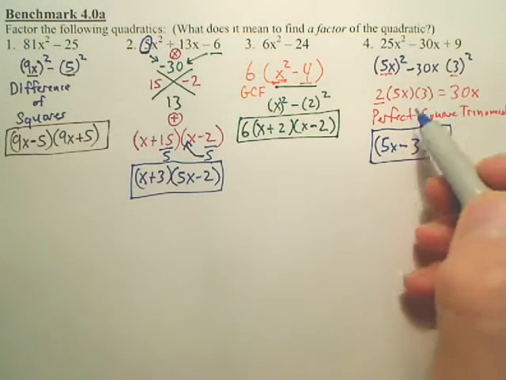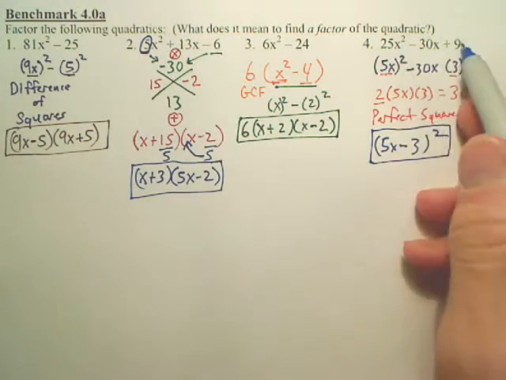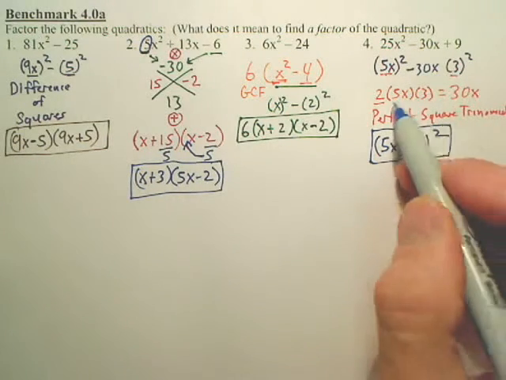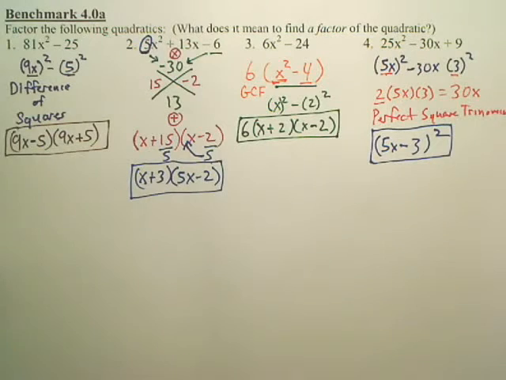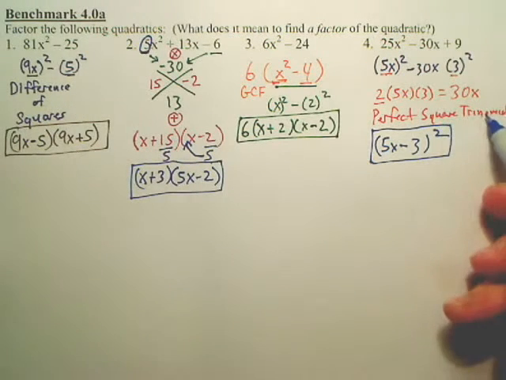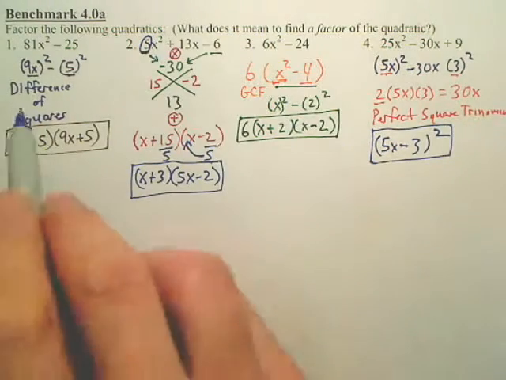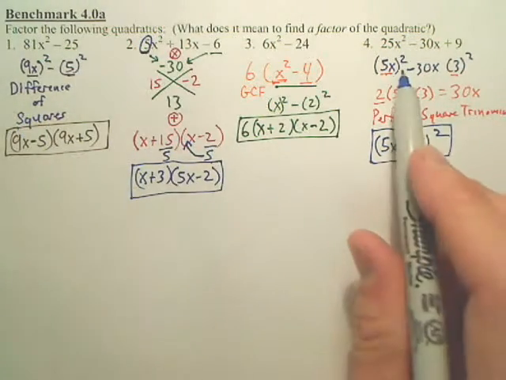Again, we always notice a perfect square trinomial when we see two squareds, and then you check by multiplying the 2 and doubling it to see if it matches the middle. That is a perfect square trinomial. Squares, tri means 3, trinomial. This is a difference of squares. This one and this one are very similar.